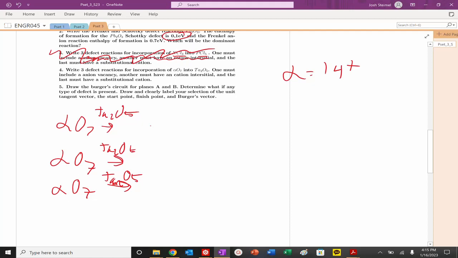So let's do first an anion vacancy. So vacancy and oxygen, 1, 2. So how are we going to deal with this one? Let's put plus an alpha where Ta should be. So Ta is 5 plus. So I'm just going to do 9 plus. I'm just going to put 9 plus here.